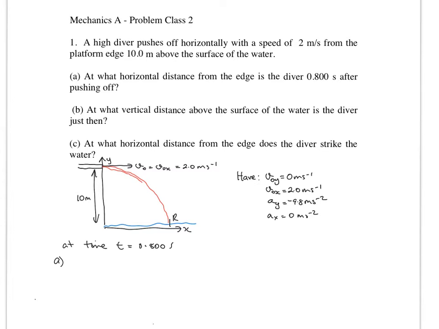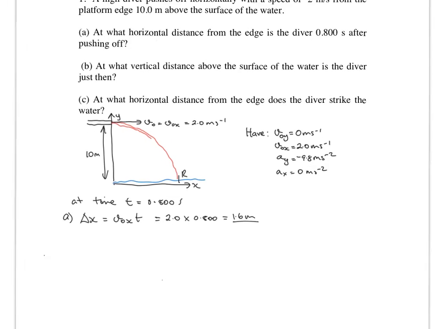We've got this given time, and it's very straightforward because our movement in the horizontal direction has no acceleration. So we only have a very simple equation, delta x equals v naught x times time. That's just velocity equals distance over time. There's no acceleration in the x direction. Put some values into that. We get 2 times 0.800, and that comes to 1.6 meters. Easy. So that's the first question done.